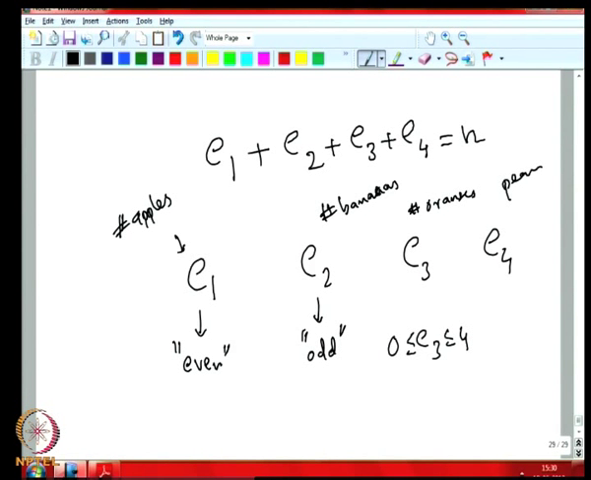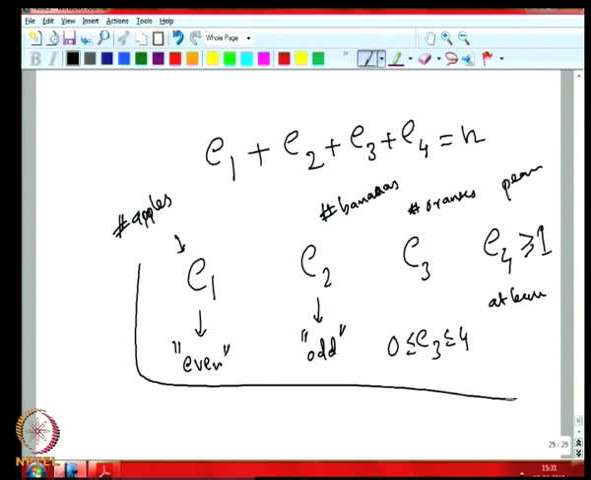It is at least 1, that is the condition, that is e4 is greater than or equal to 1, right. So these are the conditions. Respecting these conditions, how many non-negative integer solutions can be given to this is what we are asking, right. So how will we find it out?